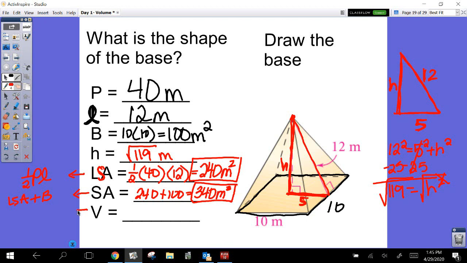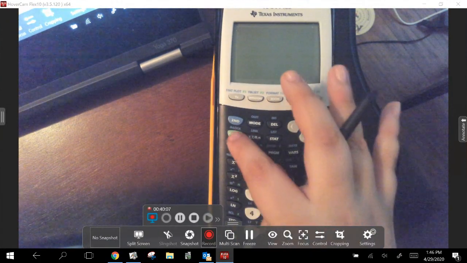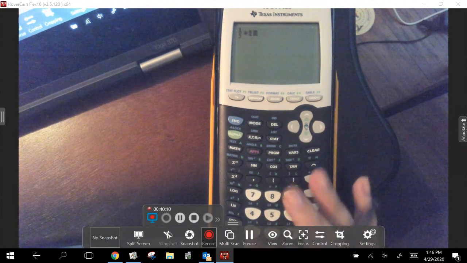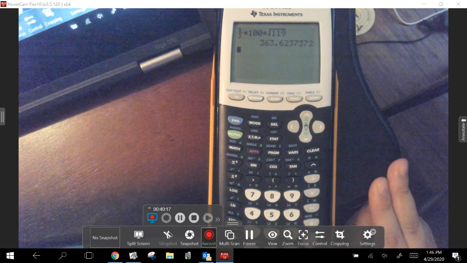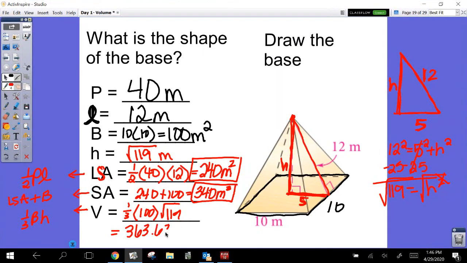Last but not least, volume is going to be 1/3 big B H. So 1/3, area of the base was 100. The height of the pyramid was the square root of 119. And for the sake of this would be really ugly if I left it, I'm going to actually just put all that in the calculator. So I'm going to put 1/3 times 100 times the square root of 119 and 363.623. And it's volume, so it's meters cubed. Okay.